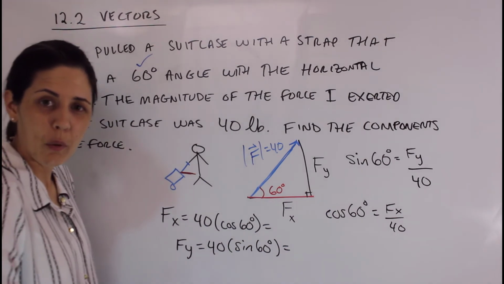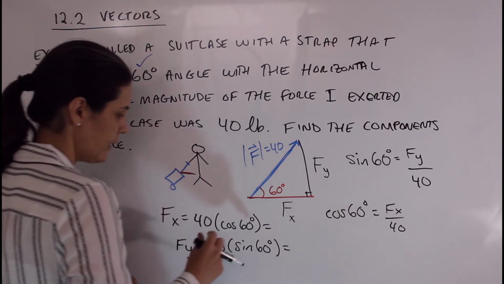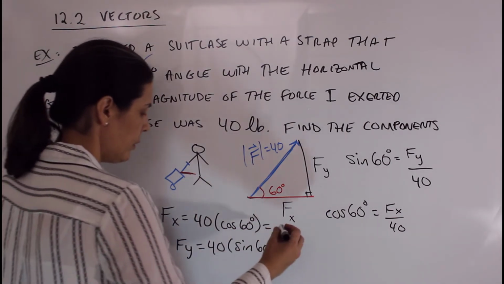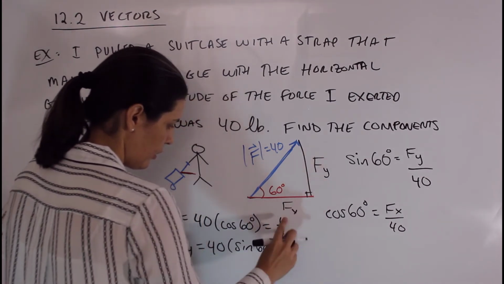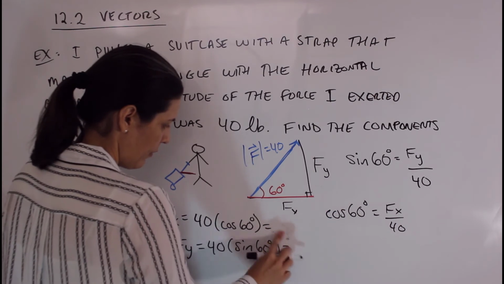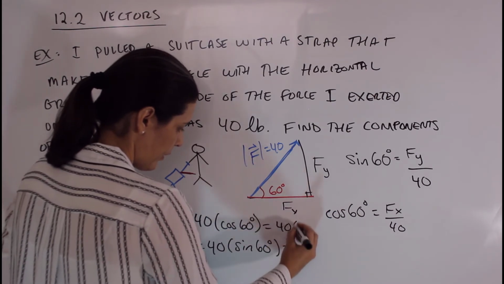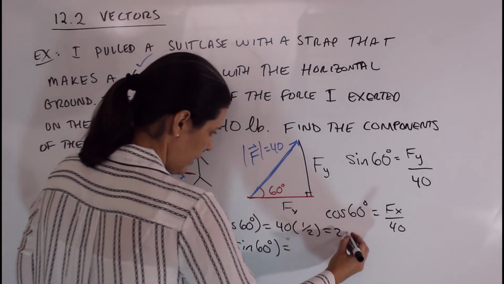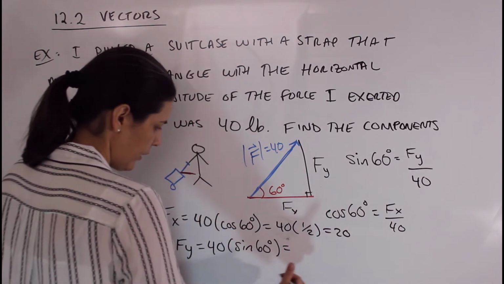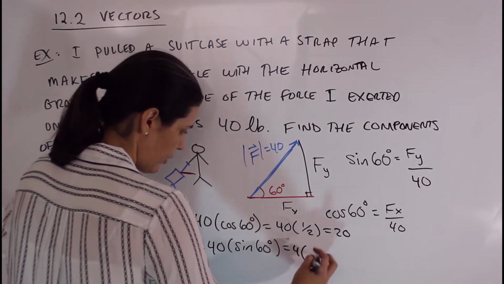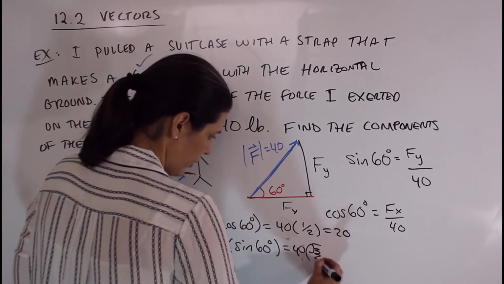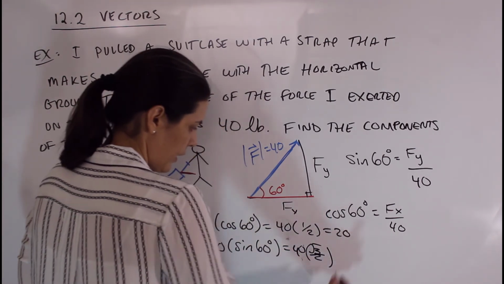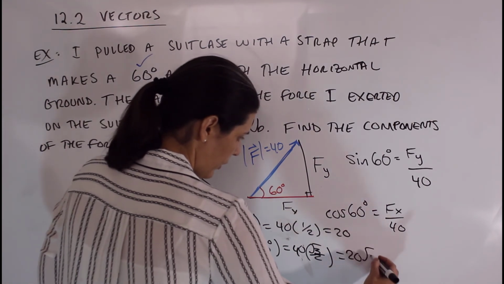And we can simplify both of these. So cosine of 60 degrees is going to be 1/2. And so that's going to be 40 times 1/2, which is 20. And then sine of 60 degrees is square root 3 over 2. So that's 40 times square root 3 over 2. And that's going to be 20 square root 3.